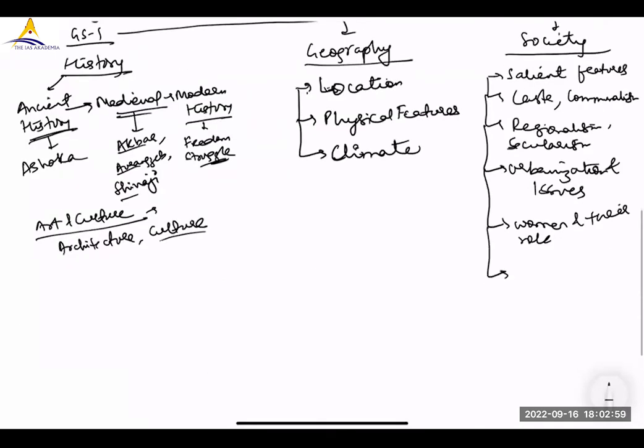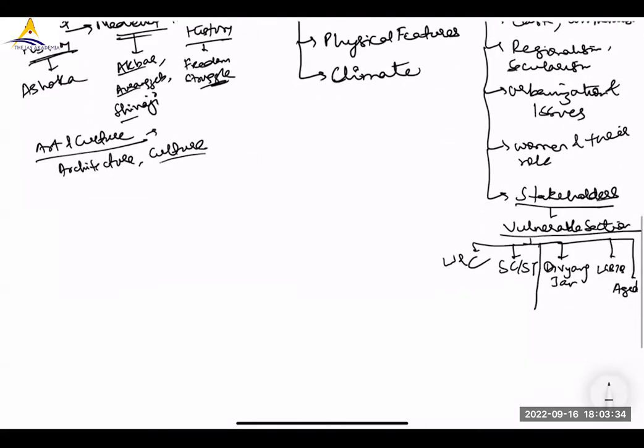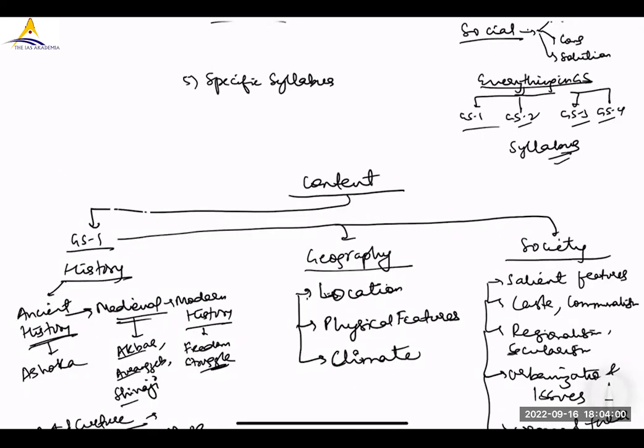Besides, you can also take out various stakeholders. Who are the stakeholders in society? One stakeholder is the vulnerable section. In the vulnerable section will come women and children, scheduled caste and scheduled tribe, divyangjan or differentially abled, transgenders, LGBTQ community, aged population, migrant population, refugee population. So all of these come in minorities. All of these come in your vulnerable section. Now after determining that these are the vulnerable sections, you will be able to write at least one paragraph about each of them in your essay. So this is just one demonstration of how to get content.